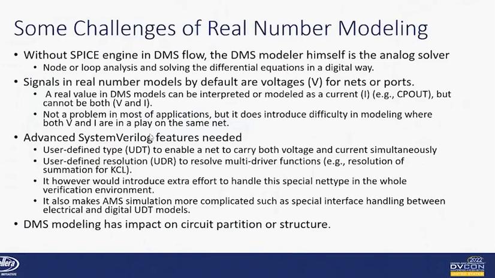So let us first try to identify some challenges of real number modeling. Without a SPICE engine in the DMS flow, by the way, that's the advantage of the DMS flow, because we don't have SPICE, so we don't have the speed issue. Then the DMS modeler himself, the human being, is the analog solver. He or she has to perform load or loop analysis and has to solve the differential equations in a digital way.